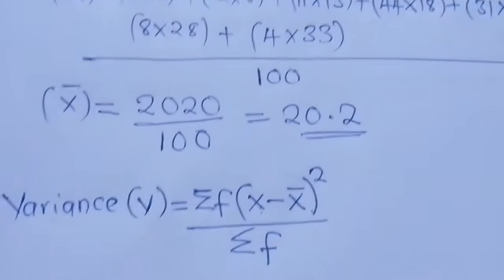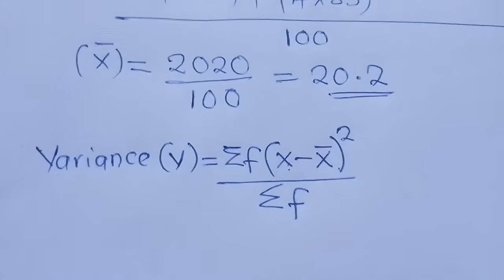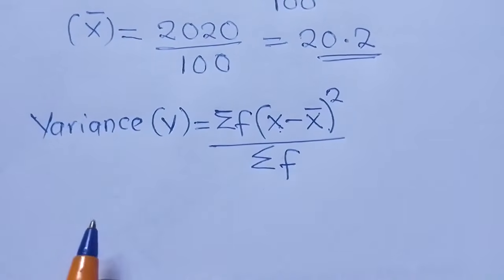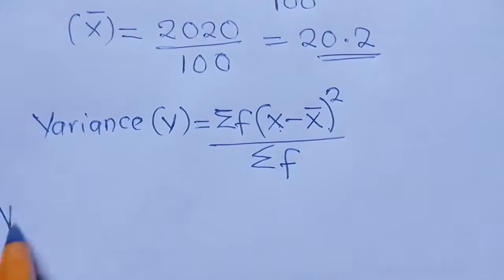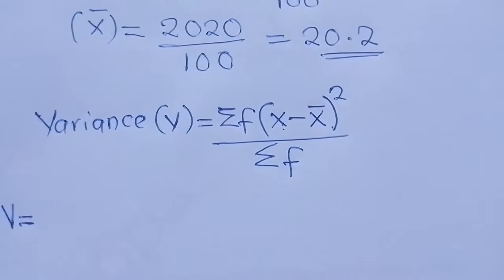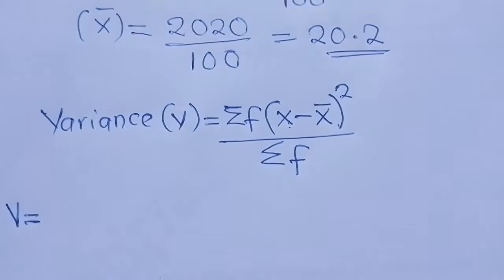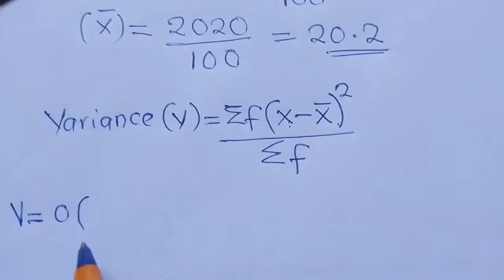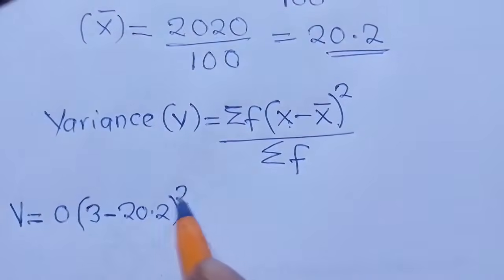So you are going to say variance. This one is a bit involving, so make sure you understand it. So you say variance is equal to, this is what you are going to do. You say, first one, what is your frequency? 0. Open bracket, what is your x? 3. Minus, what is your mean? 20.2. Close, then you put a squared.